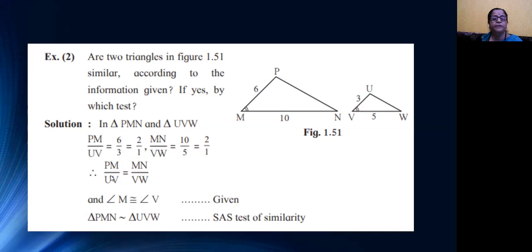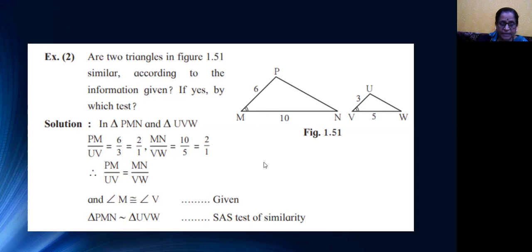Therefore, PM divided by UV is equal to MN divided by VW, and the angle included by these two sides, angle M, is congruent to angle V, as given. So triangle PMN is similar to triangle UVW by the SAS test, since two sides in proportion and the included angle are congruent.